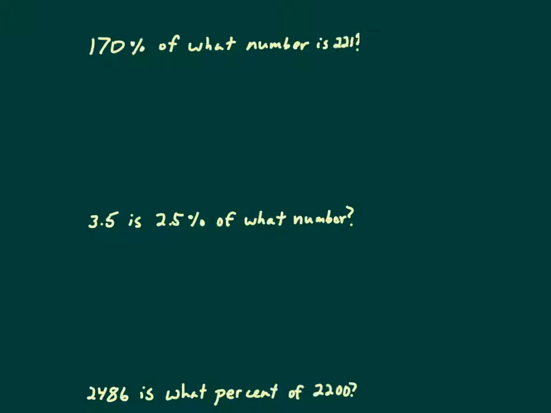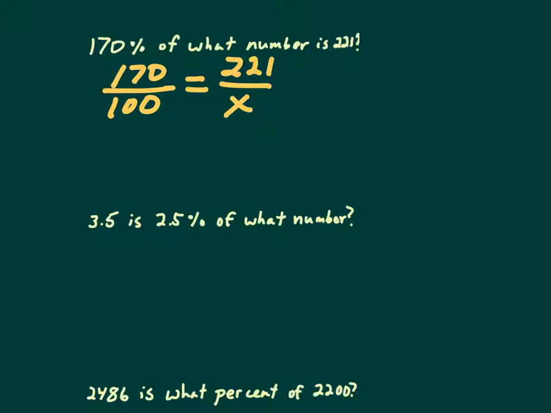All right, so we're looking at 170% of what number is 221? All right, could I have, how about Avery? Nice and loud. 170 over 100 equals 221 over x, because remember the what number came after the of, so out of what number, so the 221 needs to go in the numerator there.